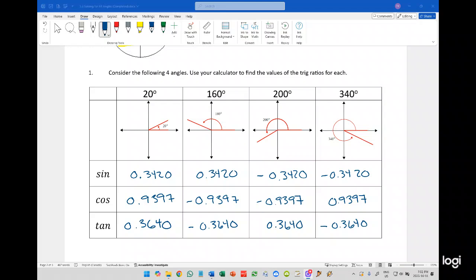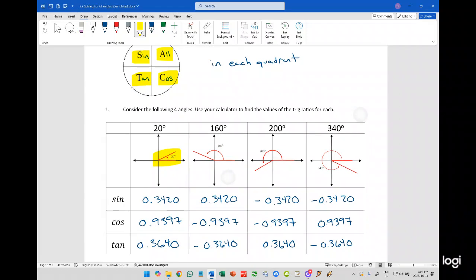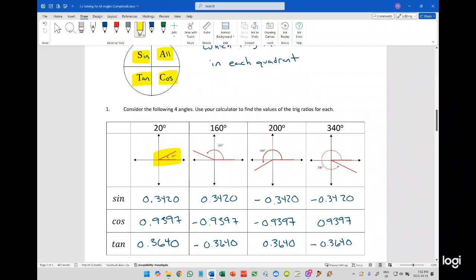So here's the observation. This first angle here, 20 degrees, that's in the first quadrant. And if we think about our CAST rule, I'm going to try and shrink this down just enough that we can get it on the screen all at once. Our CAST rule says in the first quadrant, all of our trig ratios are positive. And it says in the second quadrant, only the sine ratio should be positive. It says in the third quadrant, only the tan ratio should be positive. And in the fourth quadrant, only the cos ratio should be positive.